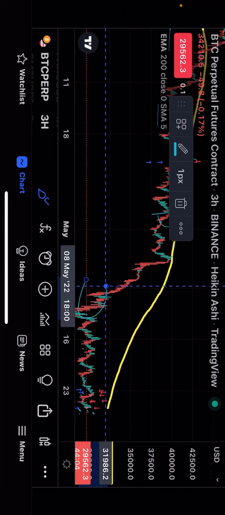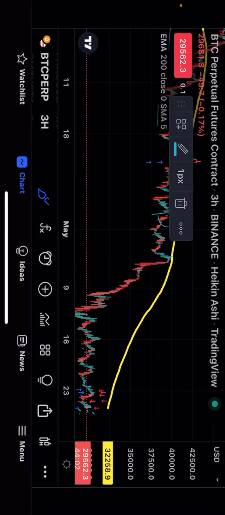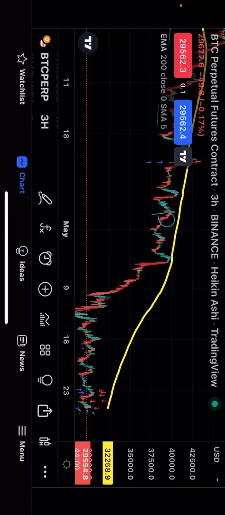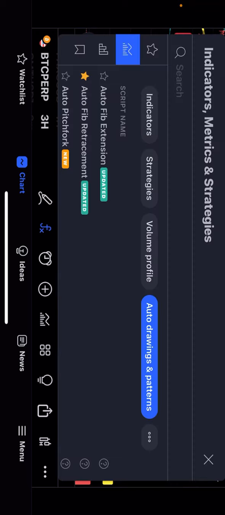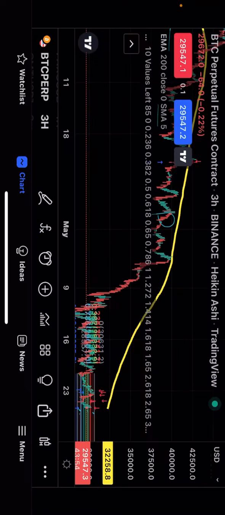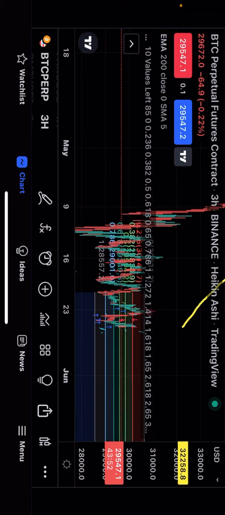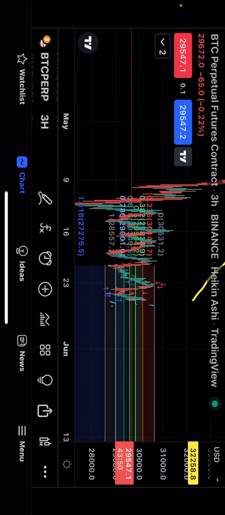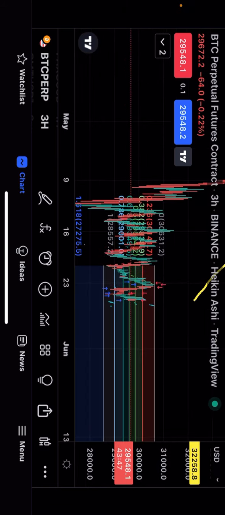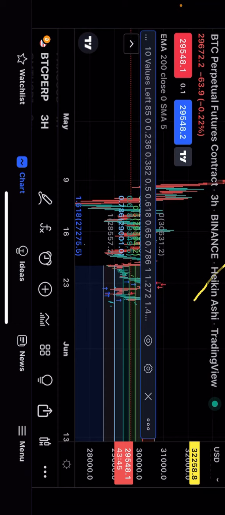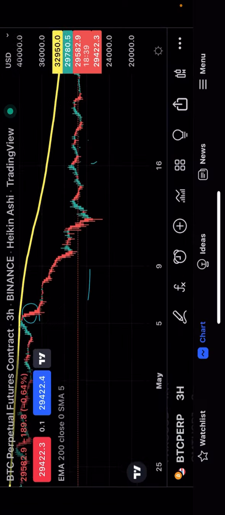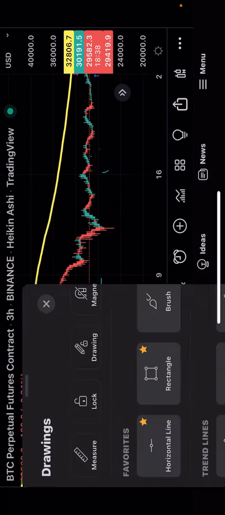Let's plot our Fibonacci retracement to confirm that. So go to auto Fibonacci retracement. This is why I don't really use this auto Fib extension, because this one only shows you the recent market you want to enter. I cannot use it to explain it for you, so I have to plot mine. Now let me show you how I plotted it.